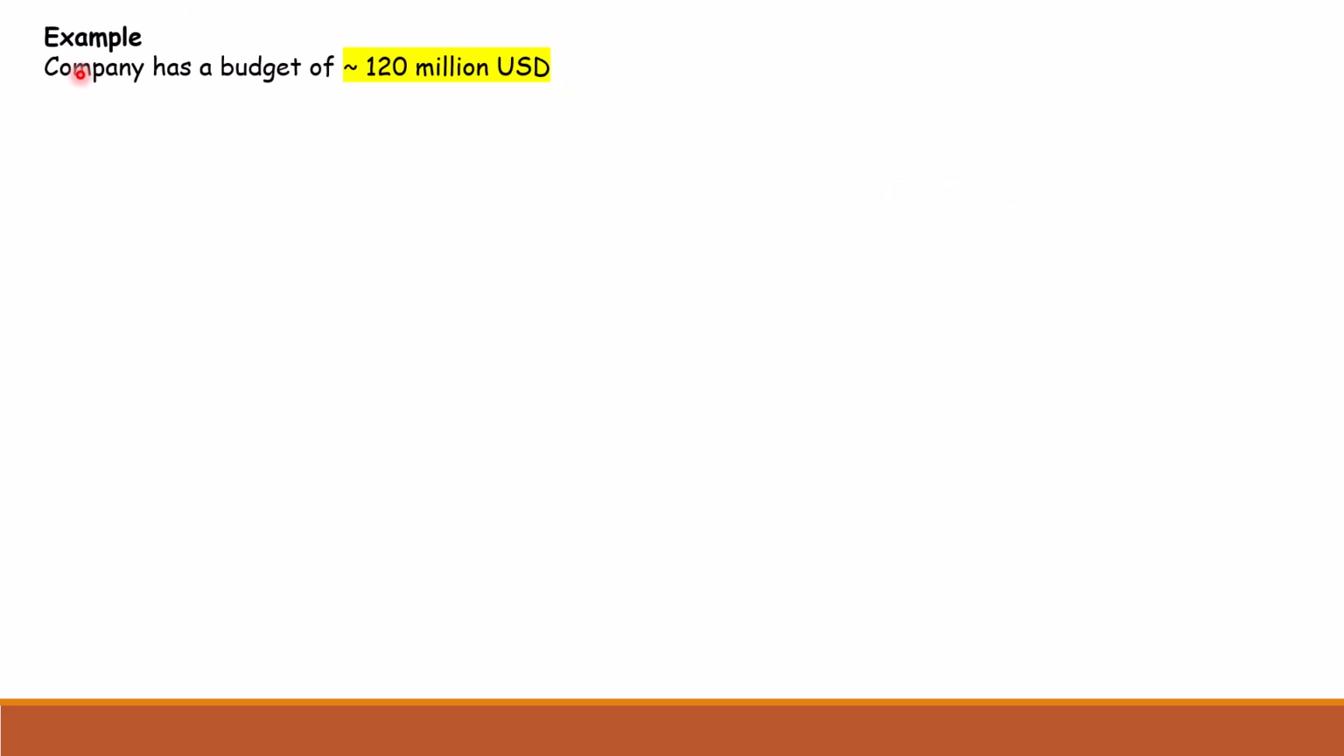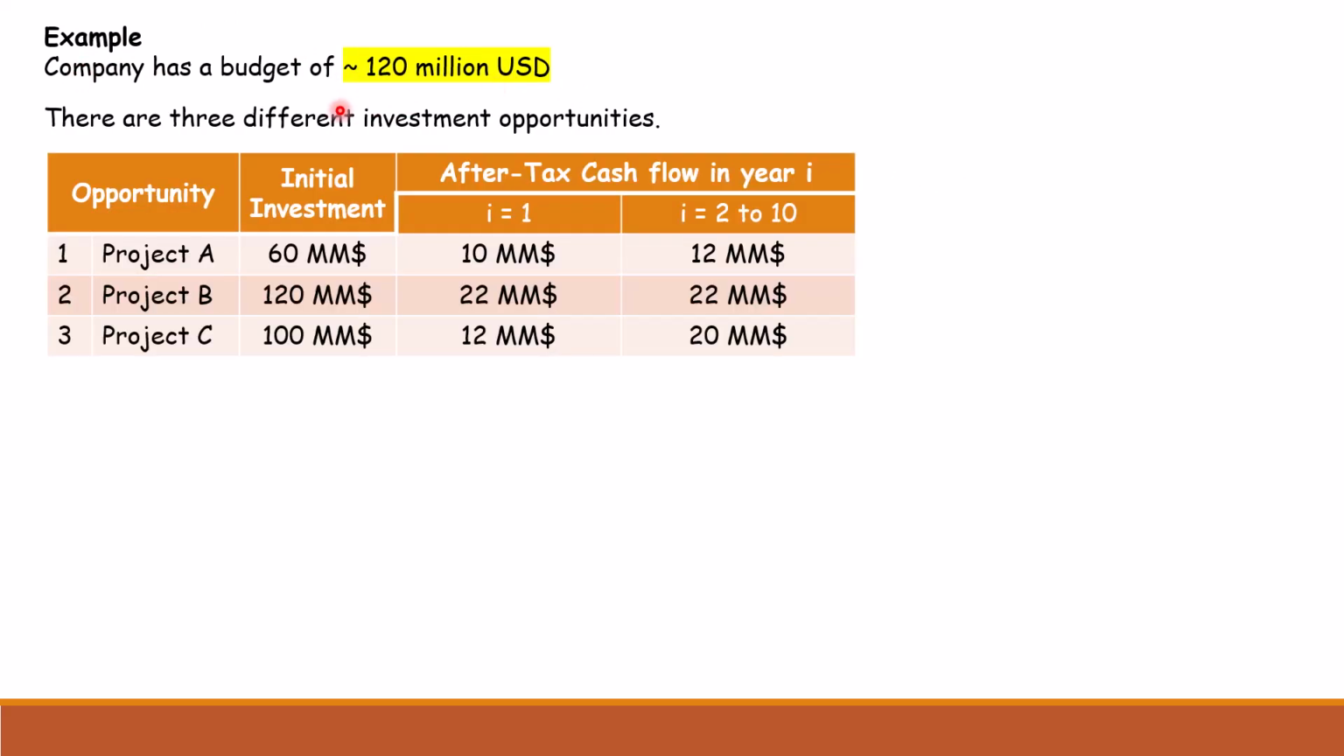As per the example, the company has a budget of 120 million US dollars. As a team, we have identified a few investment opportunities where we can invest this money. The opportunities are in the form of projects: project A, B, and C. Each project requires some initial investment, and each project generates different cash flow.